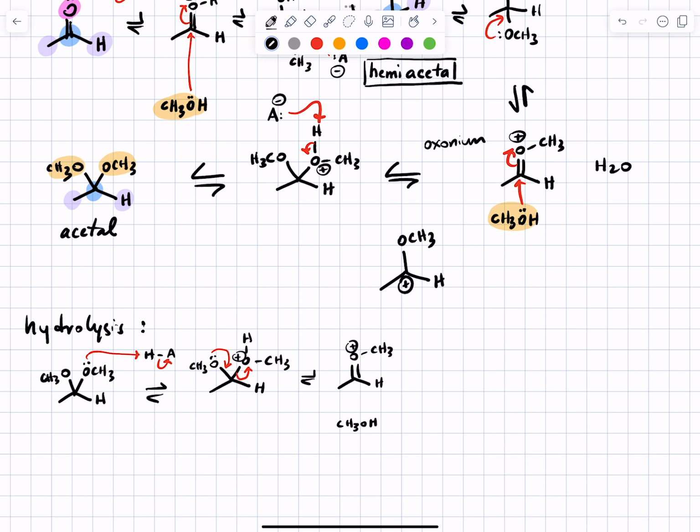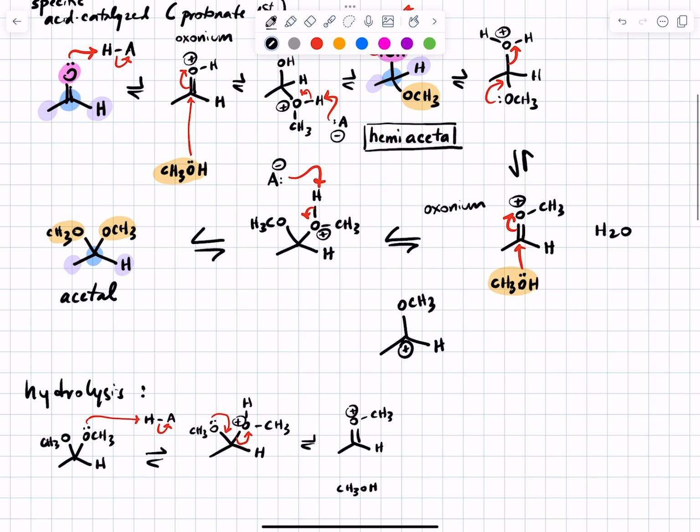If we want to know what to do then, we consult the formation mechanism, noticing that in the previous step, we had this intermediate and water got kicked off. So the microscopic reverse of that is water attacks the carbonyl carbon and breaks the pi bond, and this gives us that same intermediate with a positive formal charge on what used to be water.